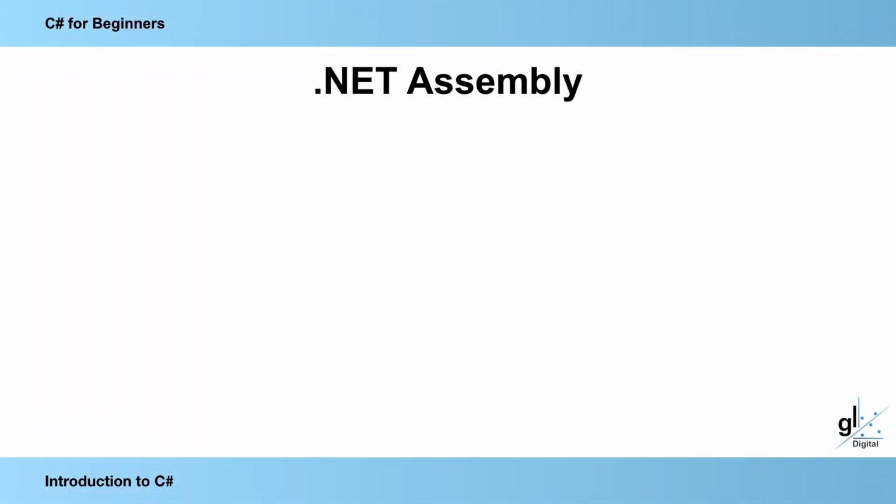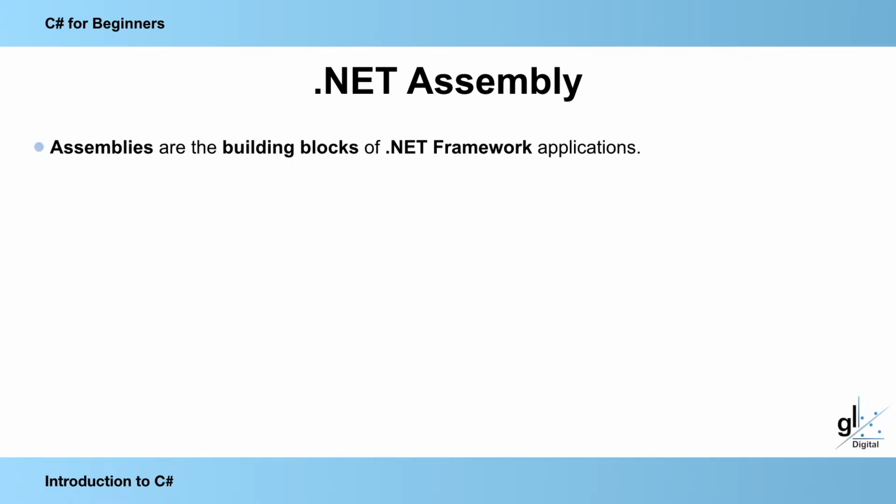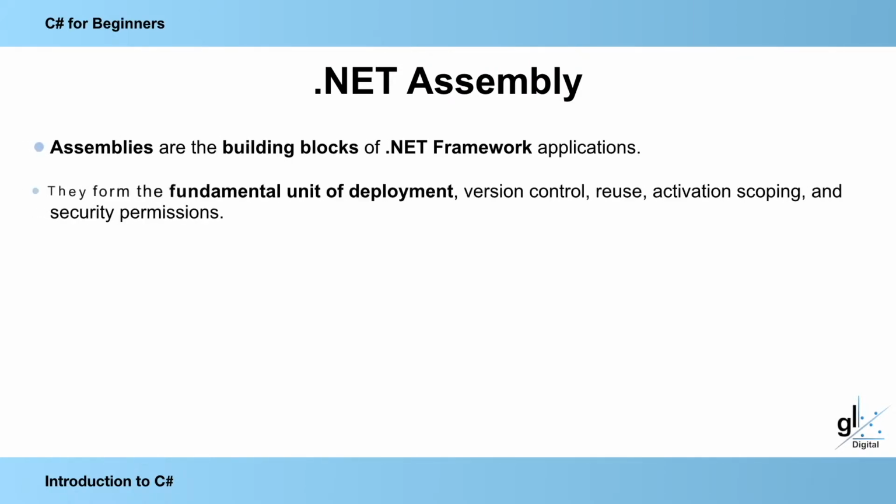I want to give a broad overview of what a .NET assembly is. So what is an assembly? This definition comes from a Microsoft Docs webpage. I've included the URL for this webpage in the description below. Assemblies are the building blocks of .NET framework applications. They form the fundamental unit of deployment, version control, reuse, activation scoping, and security permissions.